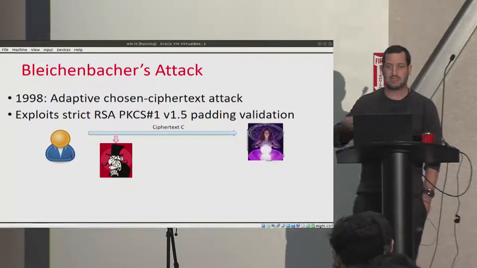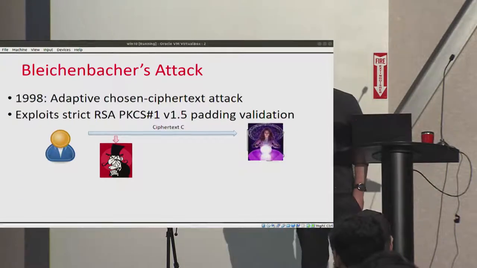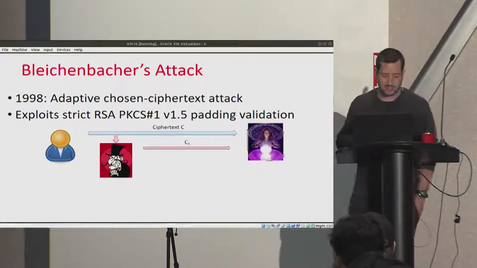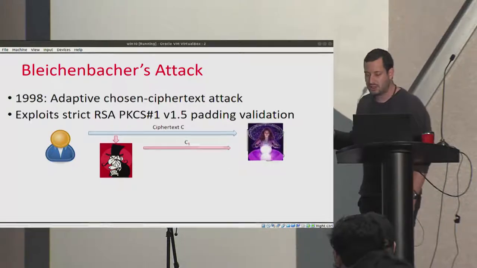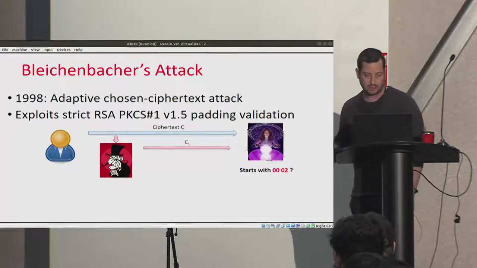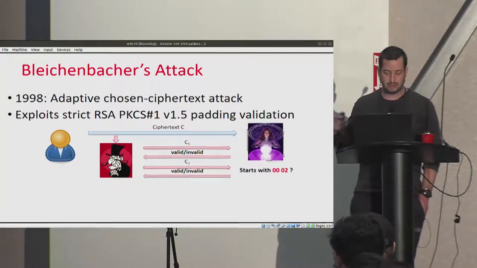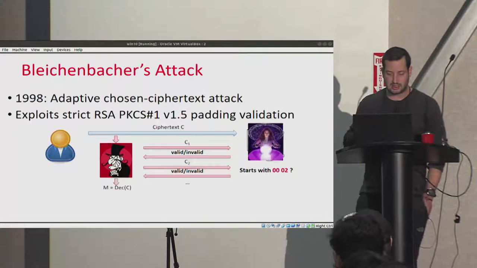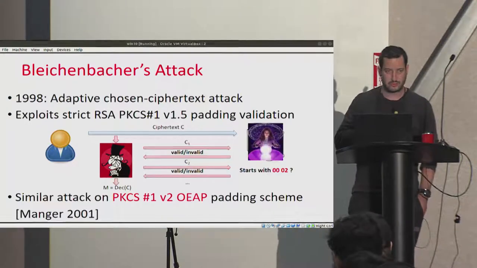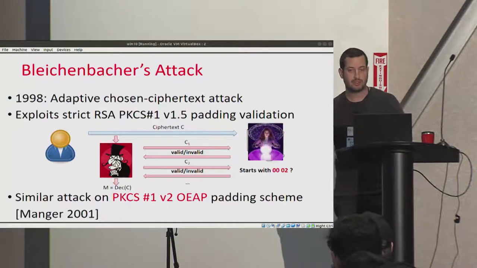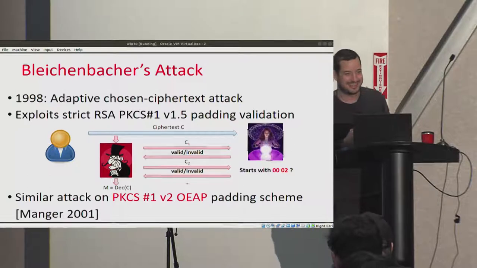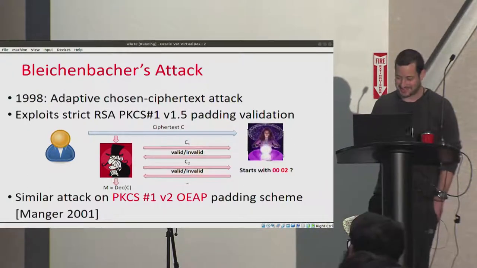Basically, what it does is change the ciphertext, send a mauled version of the ciphertext to the server, and then check with the server: does the plaintext that corresponds to this ciphertext start with 0, 2 or not? With this response, it can continue the attack, this is an adaptive attack, and in the end it is able to decrypt it. There is also a very similar attack from 2001 by Manger, which is aimed at another, newer padding scheme. By the way, I want to thank people in the audience here for this wonderful slide.